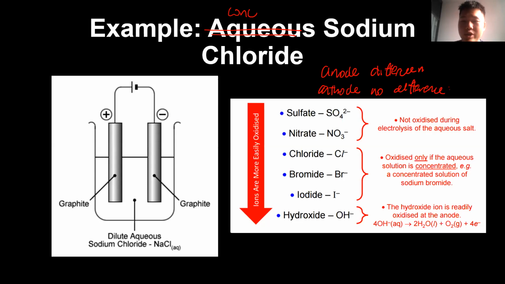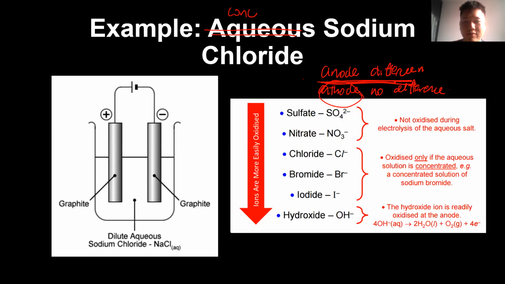So this is a summary of the difference between concentrated and aqueous sodium chloride. Aqueous means dilute. Some questions may not actually put the word dilute there, but you need to know that aqueous sodium chloride means dilute sodium chloride. The difference happens only at the anode, and for the cathode, we expect no difference. So we expect the cation's discharge to be the same for aqueous sodium chloride and concentrated sodium chloride.